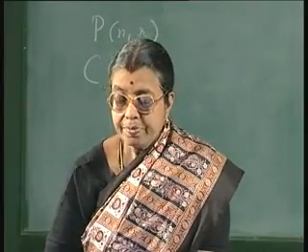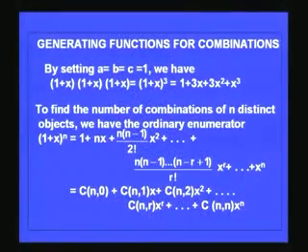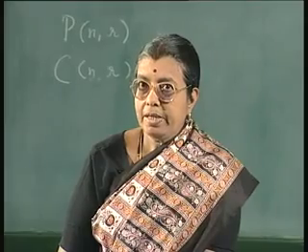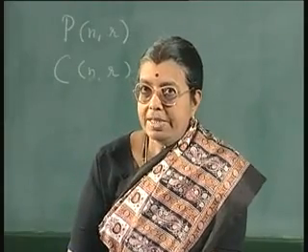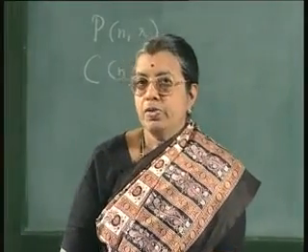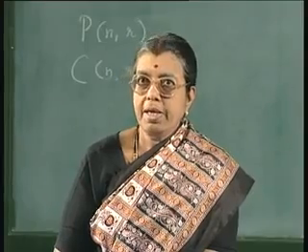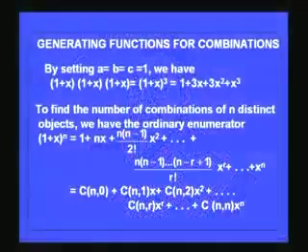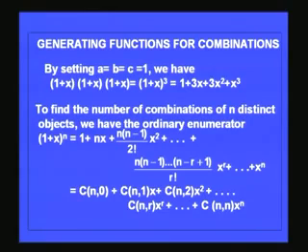Now, let us see how the generating function can represent a combination. We have earlier seen 1 plus ax into 1 plus bx into 1 plus cx, how it represents the ways of choosing a, not choosing a, choosing b, not choosing b, choosing c, not choosing c, etc. Now, put a is equal to b is equal to c is equal to 1 in that expression, then you will get 1 plus x into 1 plus x into 1 plus x, that is 1 plus x cubed, equal to 1 plus 3x plus 3x squared plus x cubed.